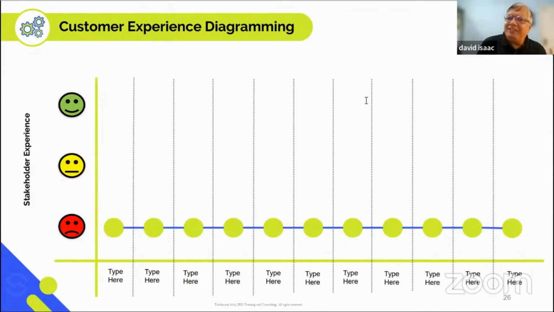So this is a very simple kind of chart. If you see this chart here, on the x-axis there are various stages, which is the time series, and then you have experiences: very happy, neutral, and very unhappy.